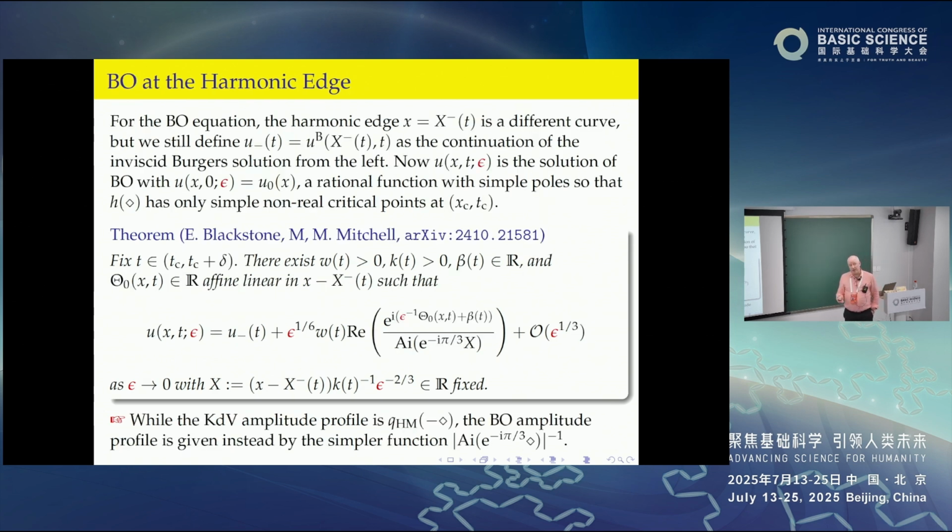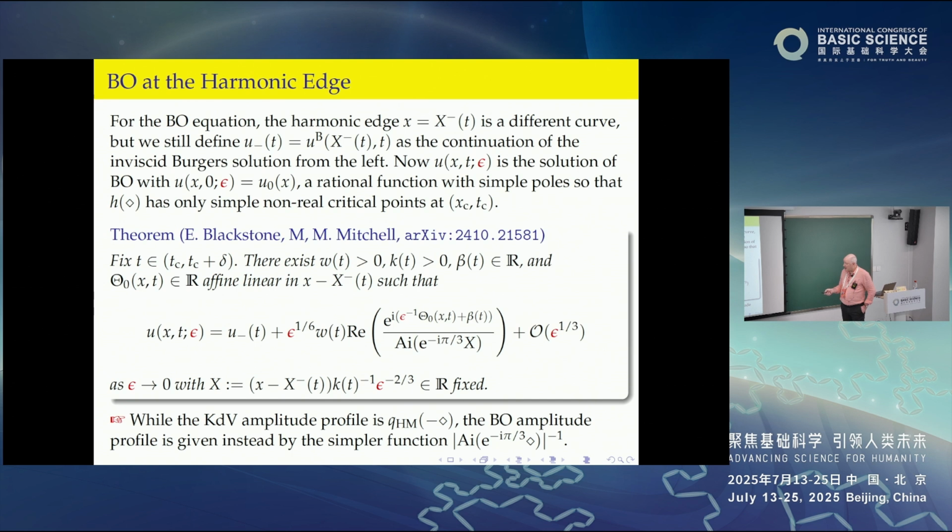So now what about Benjamin-Ono? For Benjamin-Ono, the harmonic edge, as we said, is a different curve, but still you could evaluate the Burgers solution on that curve. And now we're going to let u of x, t, epsilon be the solution of Benjamin-Ono with initial data u0, which we'll take to be a rational function with simple poles. So there's only simple non-real critical points at x_c, t_c.